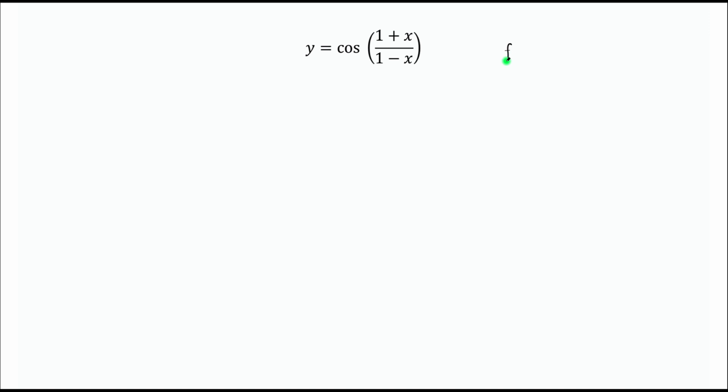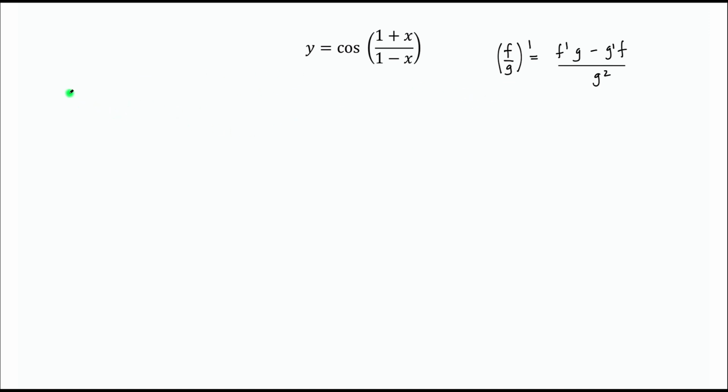So that's f over g dash is equal to f dash g minus g dash f over g squared. And we'll take our f to be the top portion, 1 plus x, and g to be 1 minus x when we come to it.